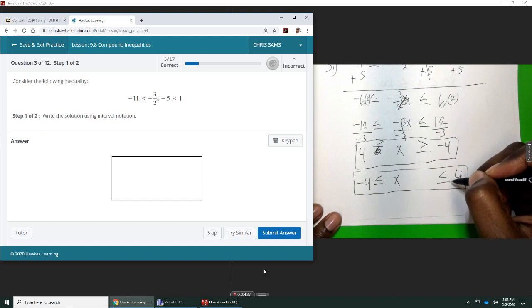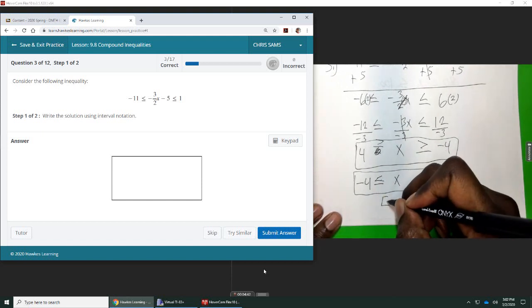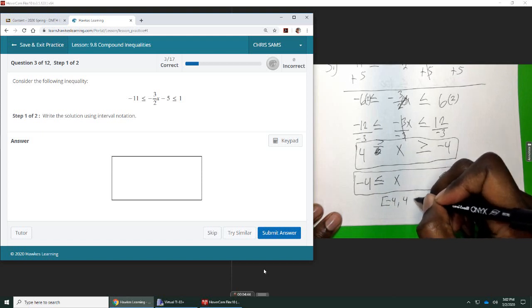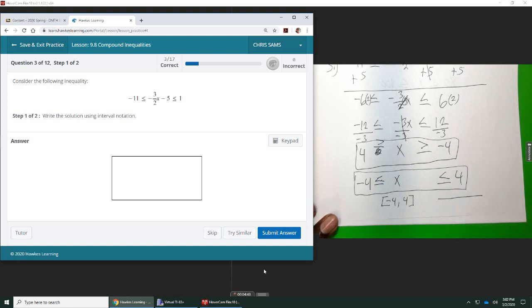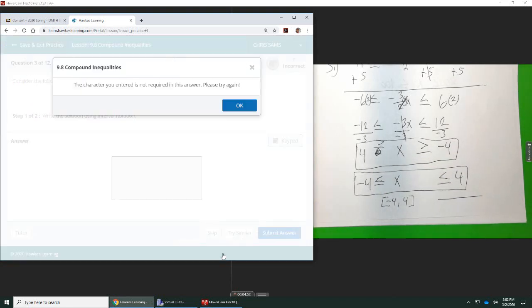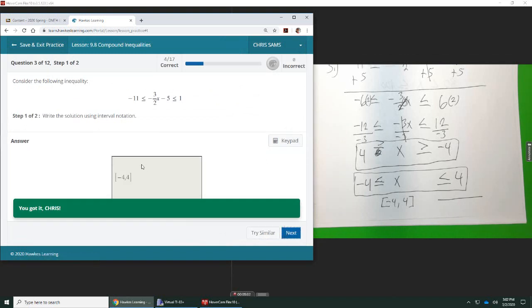Interval notation, going to be closed all the way on both sides, so -4 to 4. And then the number line will be the same thing. So we want -4 to 4. If you don't flip it around, if you put 4 to negative 4, it's counted wrong because it wants it in smallest to largest.